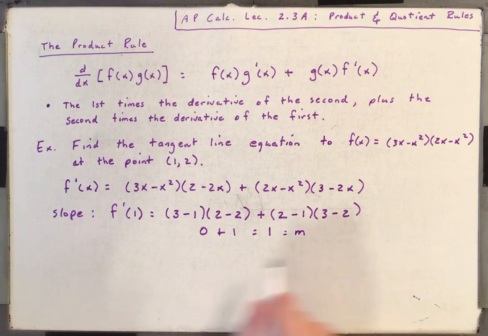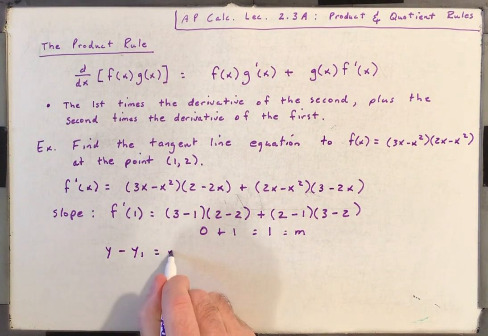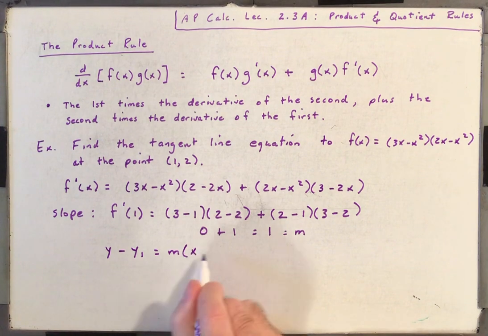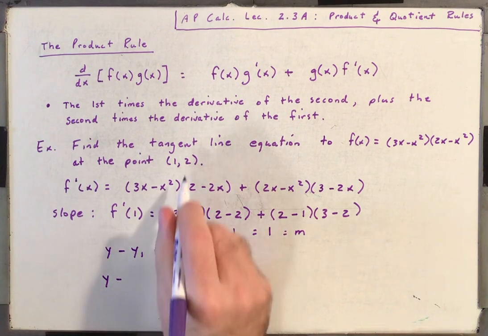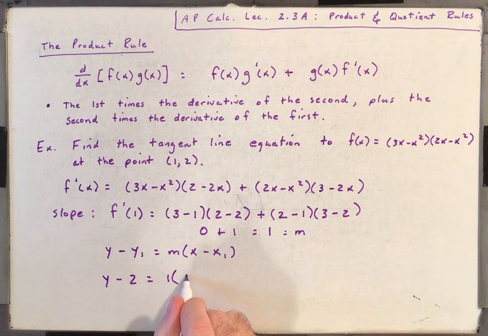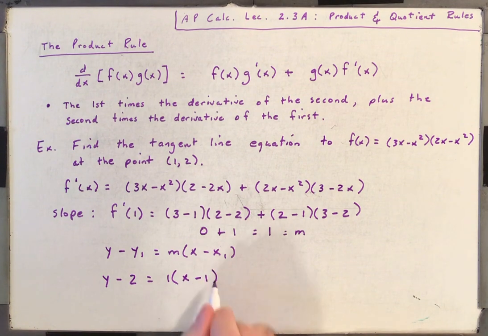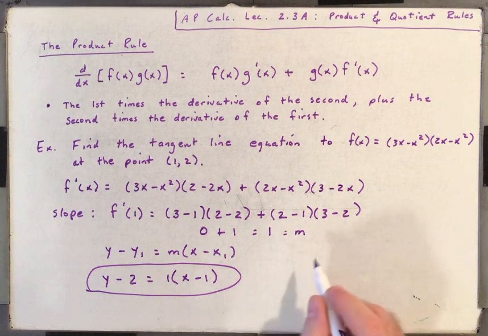The slope is 1. So we have the form y minus y1 is equal to the slope m times x minus x1. So y1 is 2, y minus 2 is equal to 1 times x minus 1. I'm totally fine if you leave it that way for my sake.